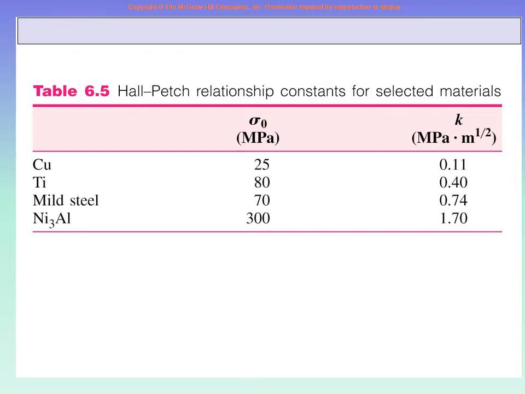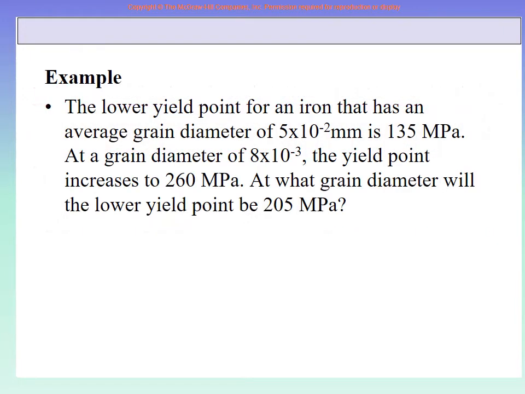And if you are working with me, let us do an example here. The lower yield point for an iron that has an average grain diameter of 5 into 10 raised to minus 2 millimeter is 135 megapascal. At a grain diameter of 8 into 10 raised to minus 3 millimeter, the yield point increases to 260 megapascal. At what grain diameter will the lower yield point be 205 megapascal? Please solve it yourself before you try to look at the solution.